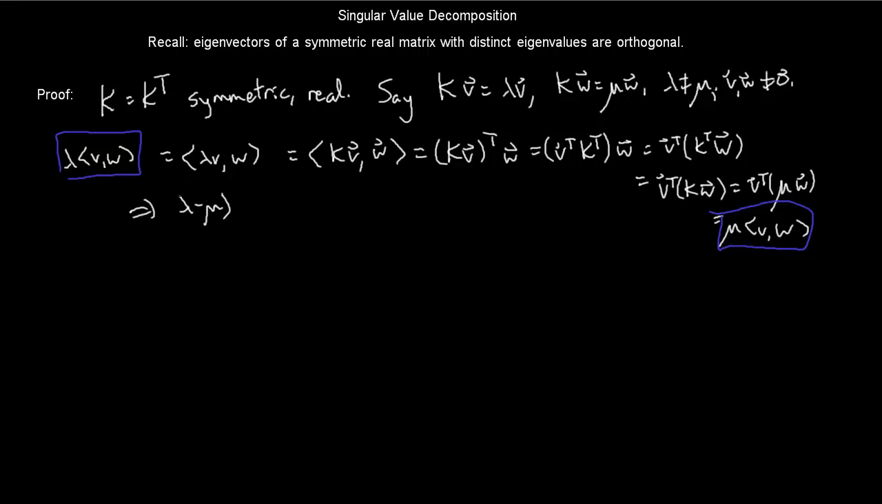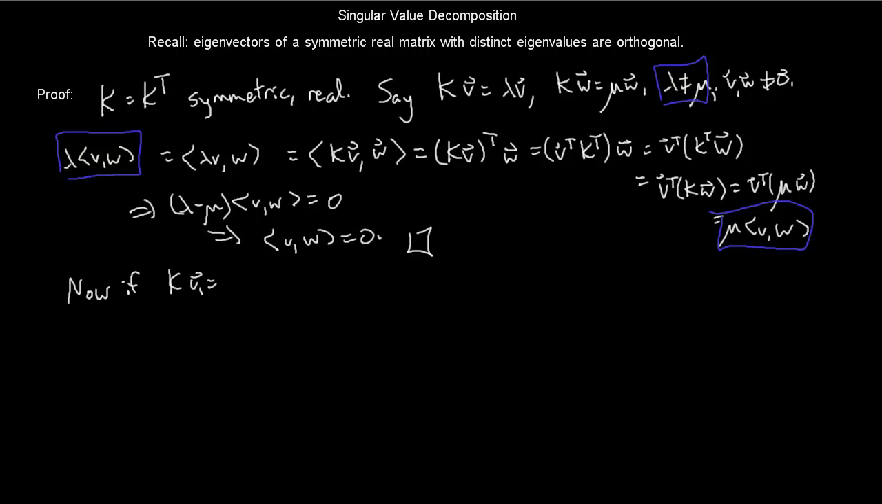Or if you subtract, lambda minus mu times the dot product V dot W is equal to 0. But lambda minus mu is not 0, because lambda is different than mu. So it must be that V dot W is equal to 0. So, for a symmetric matrix, eigenvectors with distinct eigenvalues are orthogonal to each other. Their dot product is 0.